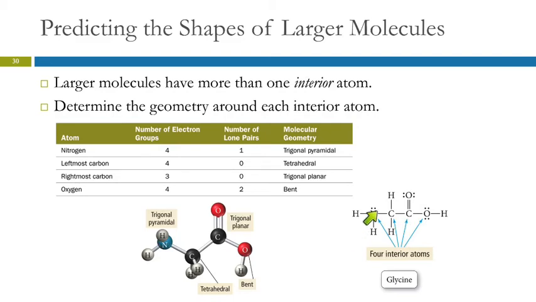So we can look at the nitrogen, and we say, well, the nitrogen has 4 electron groups, so it's trigonal planar, but there's a lone pair, so it's not trigonal planar, it's tetrahedral. So then it's a trigonal pyramid. This carbon has 4 bonds, 4 groups, no lone pairs, tetrahedral. This carbon has 3 groups, no lone pairs, trigonal planar. The oxygen here has 4 groups with 2 lone pairs, so that's bent.